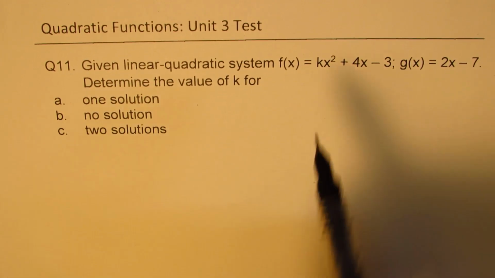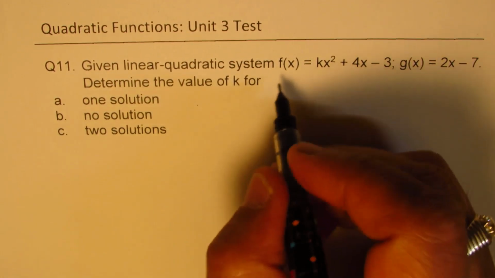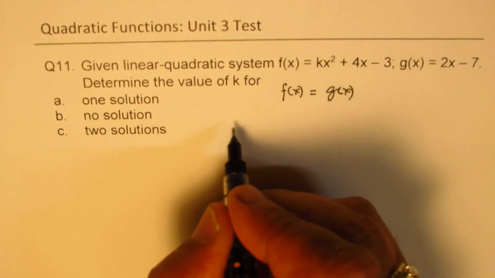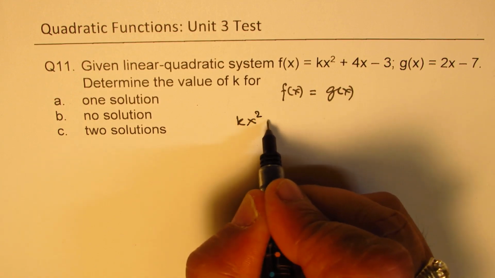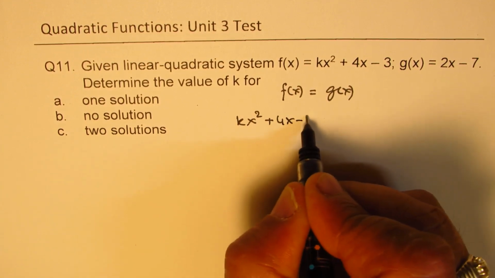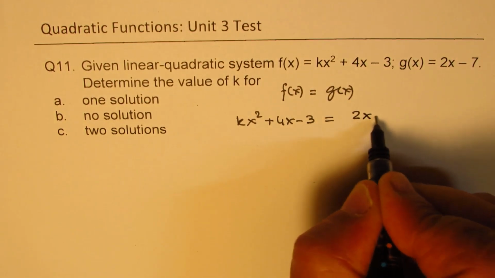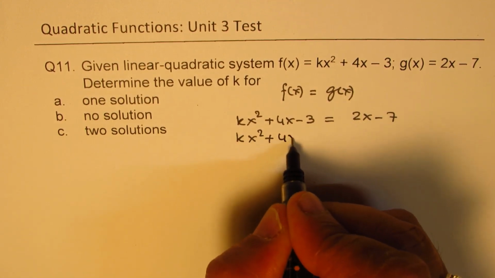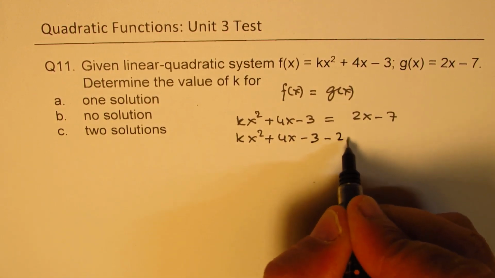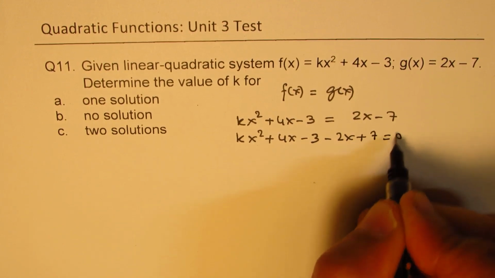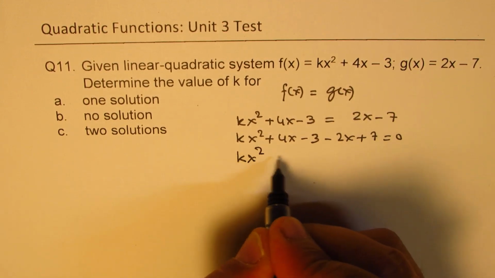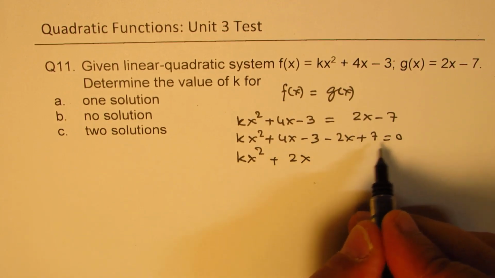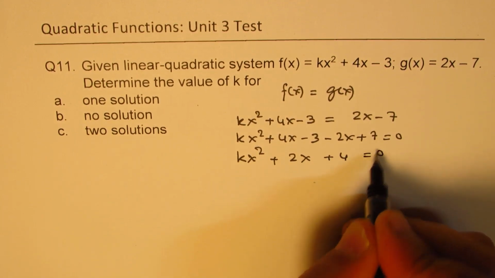So it's very similar to what we just did. So solution means f of x should be equal to g of x, correct? So we have here kx squared plus 4x minus 3 equals 2x minus 7. Bring them together. kx squared plus 4x minus 3 minus 2x plus 7 equals 0. kx squared, 4x minus 2x is 2x, minus 3 plus 7 is plus 4 equals 0, right?